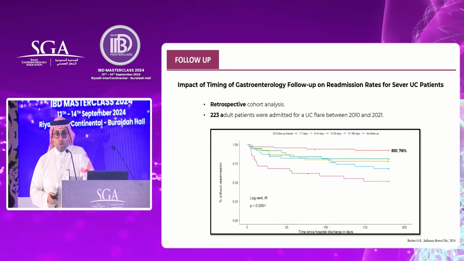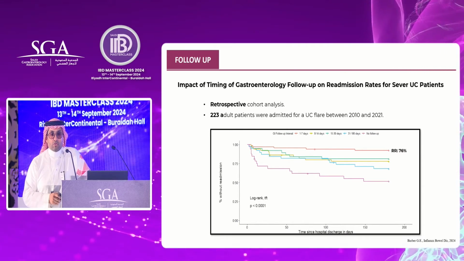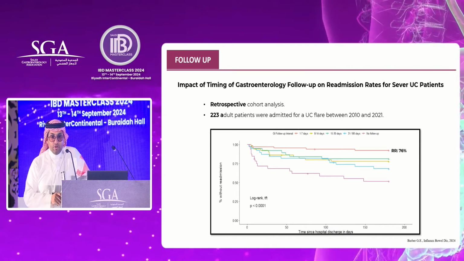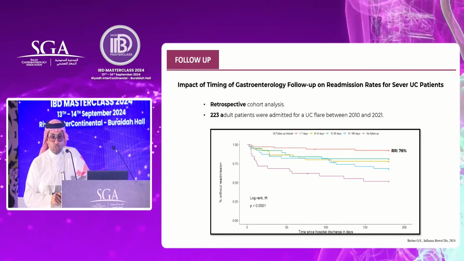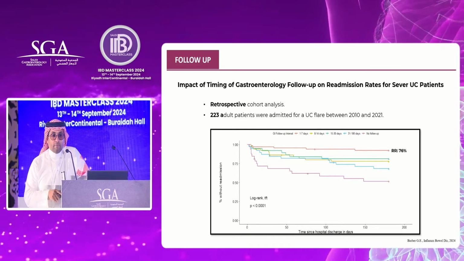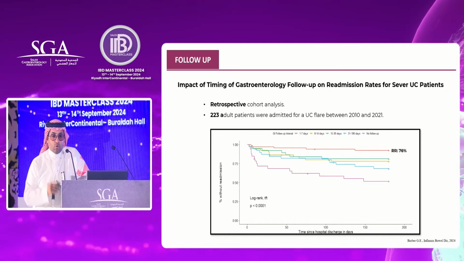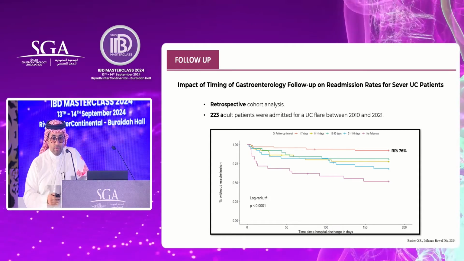So what about the follow-up? This is an interesting study on the impact of the timing of gastroenterology follow-up on the readmission rate after admission for severe UC. They found that among patients seen within 1 week of discharge, up to 76% were without readmission, compared to the other group that saw the patient after 2 weeks or more.